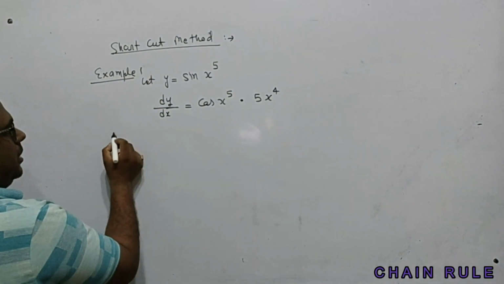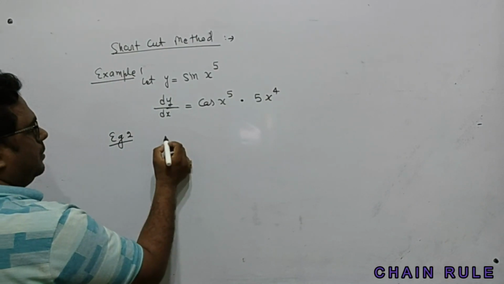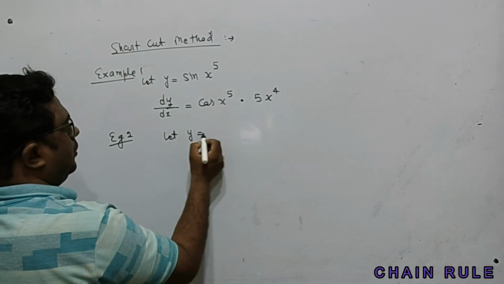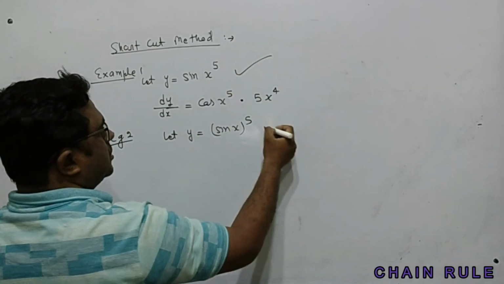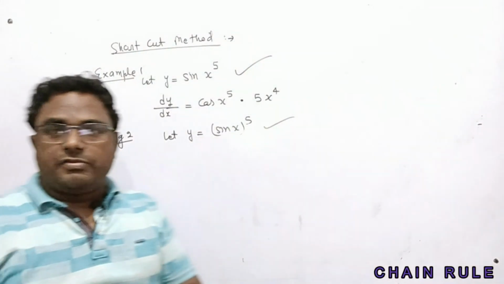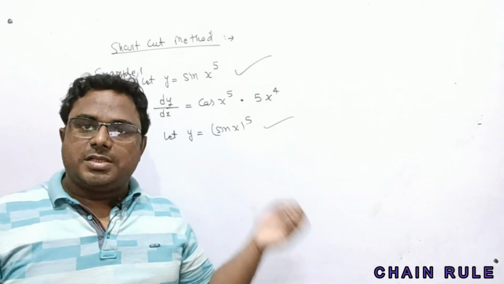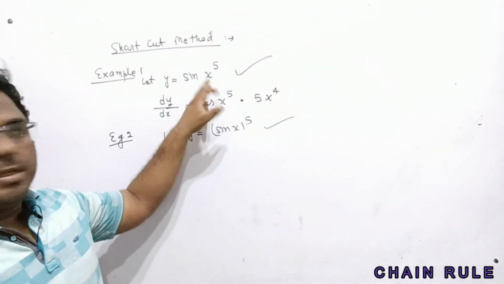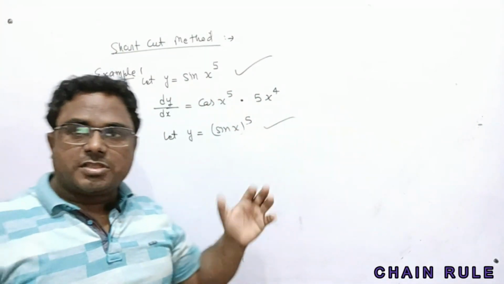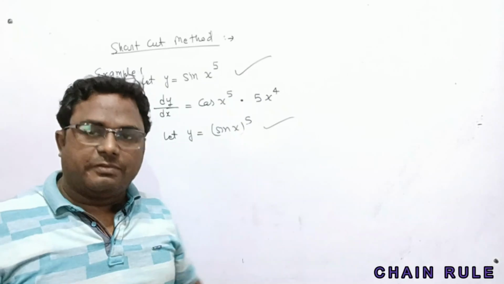Let us take another example. Let y is equal to sine x, whole power 5. Now these two questions are entirely different. Don't be confused that these are the same questions. They are different, because in the first, power 5 is over x only, and in this one, power 5 is the whole power. Both questions are entirely different.